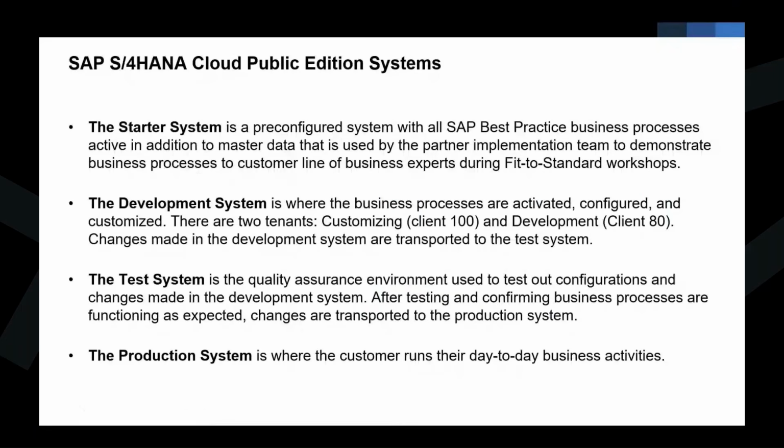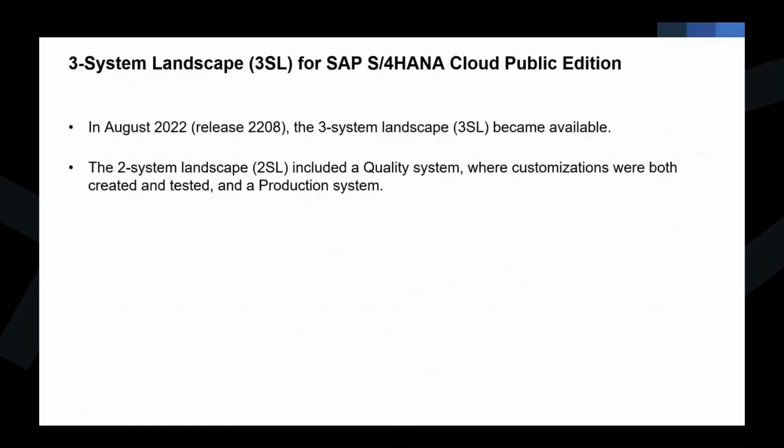So we understood that even in SAP S/4HANA Public Cloud, we follow the 3-system landscape, but it is not the same from the beginning, right? This 3-system landscape was only introduced from August 2022. Before August 2022, Public Cloud was following a 2-system landscape. In the 2-system landscape, there was no development system. There was only a quality system and a production system. The quality system was used for customizations, developments, and testing. And only after the processes were tested, they were moved to the production system.